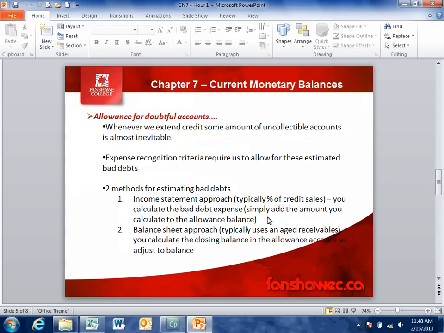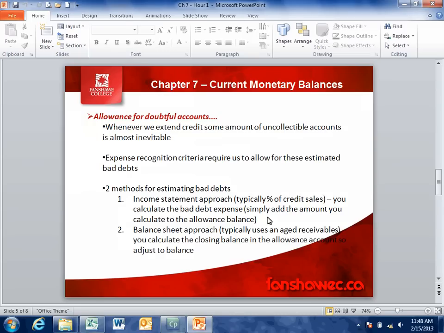Let's calculate something. If it's the percentage of credit sales method, I'm going to take my credit sales times the percentage uncollectible, and I'm going to come up with a number. You'll do the same thing with the second method, the aged receivables method. You're going to get some numbers, do some calculations, and come up with a number. The hardest part is determining what that number represents. And it can be one of two things.